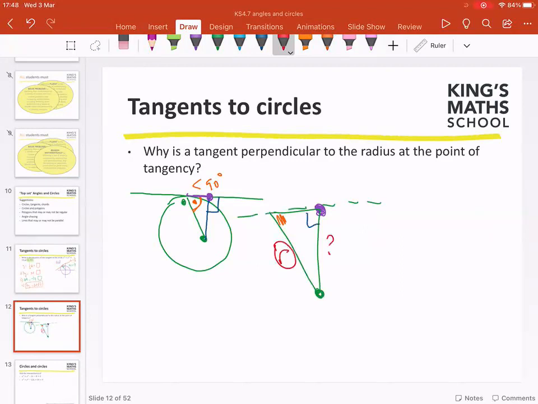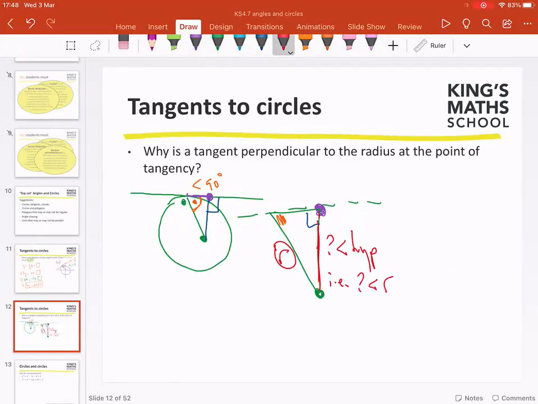So what about this length here? Well, I don't know what it is, but I know it's less than the radius because I know that the hypotenuse is the longest side of the triangle. So this side is less than the hypotenuse, i.e. this side is less than the radius. Because it's got to be less than the hypotenuse, because the hypotenuse is the longest side of a right angle triangle. Okay, so this side here, this length here, is less than the radius. So what?